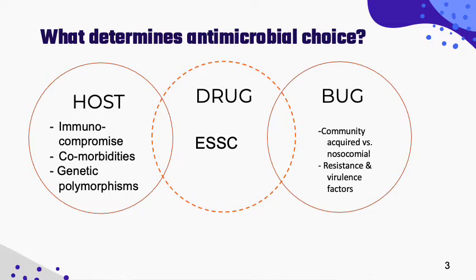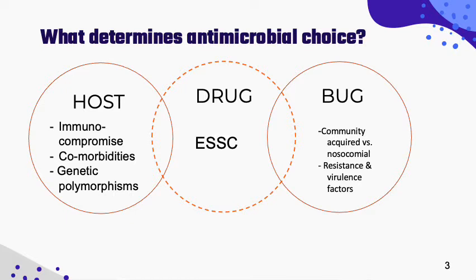Host factors include the presence or absence of immunocompromise, which may require stronger doses or higher generation of antimicrobials, the presence of comorbidities which may affect hepatic or renal clearance, and genetic polymorphisms that make antimicrobials better selected for some rather than others, accounting for interindividual variations.